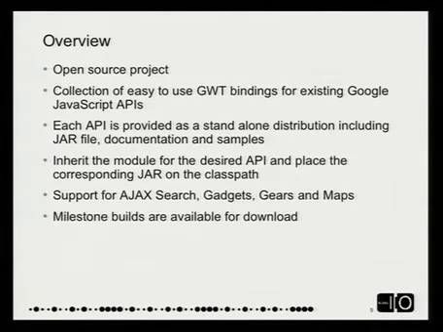The idea is to make it pretty easy to consume these JavaScript APIs from GWT. So the pattern in 90% of the cases is really just, if you're familiar with GWT and GWT modules, you just inherit the necessary GWT module that defines the wrapper for the JavaScript API that you want to use, and you make sure that the corresponding jar is on the GWT class path. And that's the bulk of it. So currently we have support for Ajax Search, Gadgets, Gears, and Maps. And we actually have Milestone builds available for all those, which you can go to the project and download and try out.